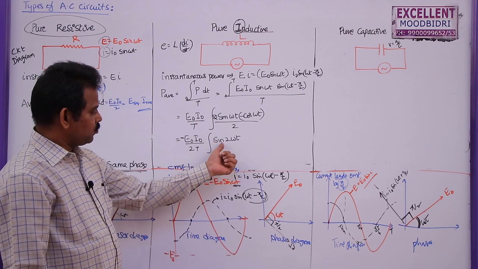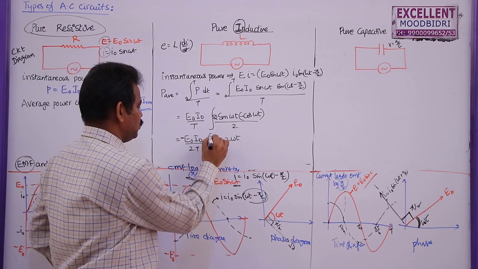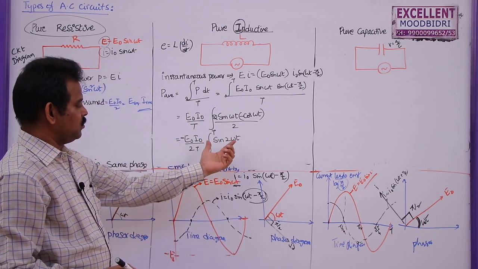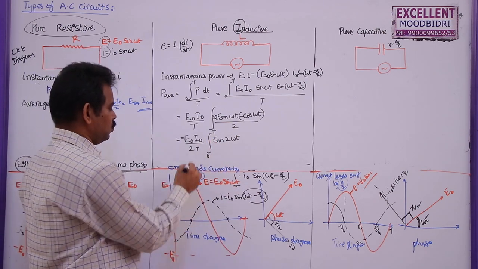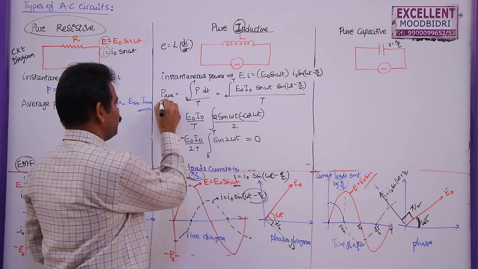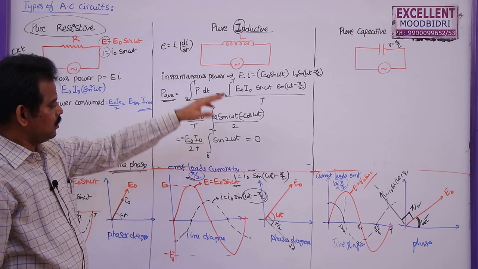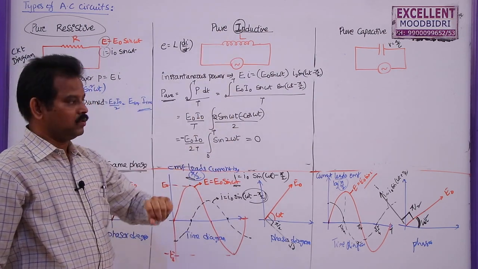But the integral of sine 2 omega t with limits 0 to T, just now we have seen this one, is equal to 0. So the total power consumed in the complete time period, or for a full cycle, is always 0 for a pure inductive circuit.